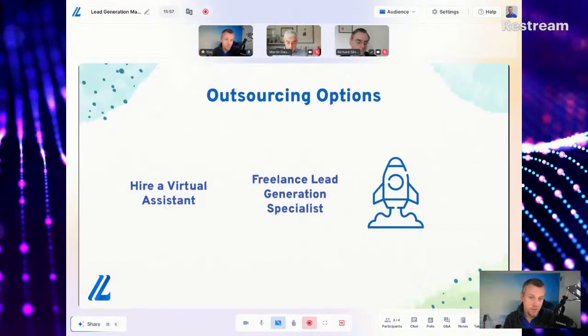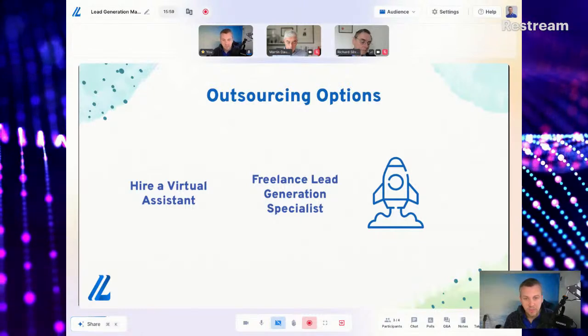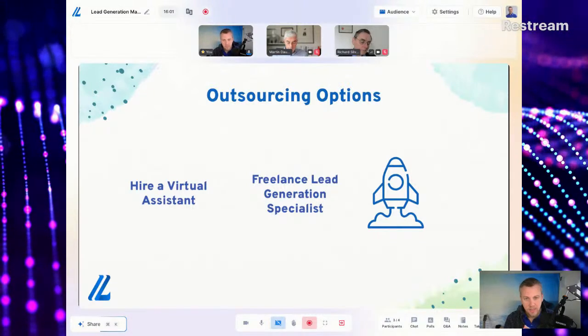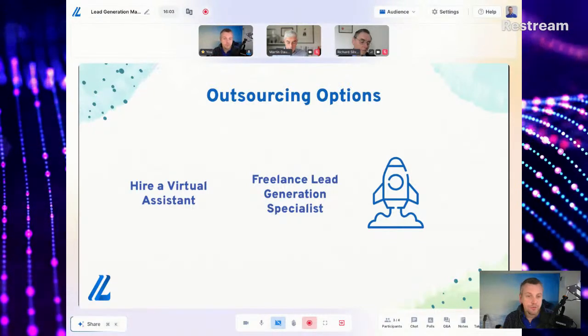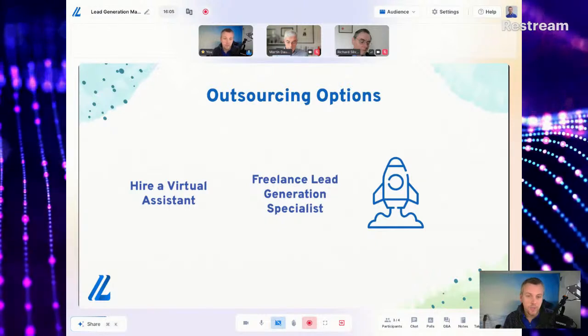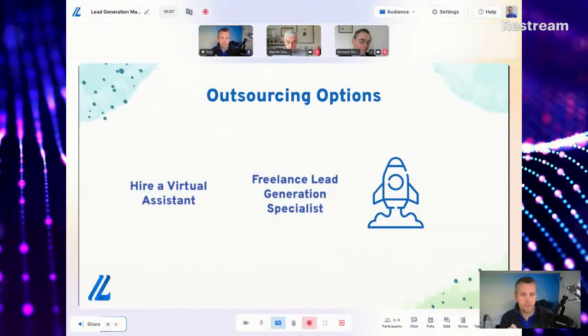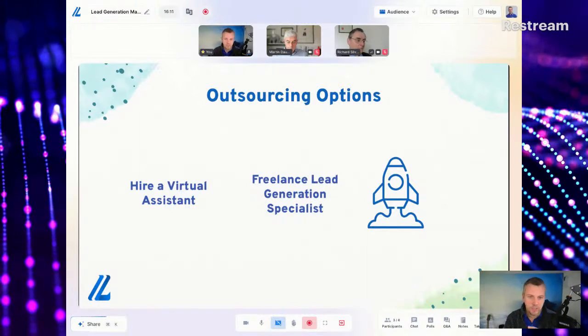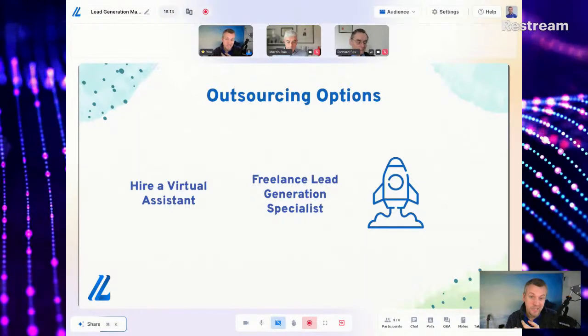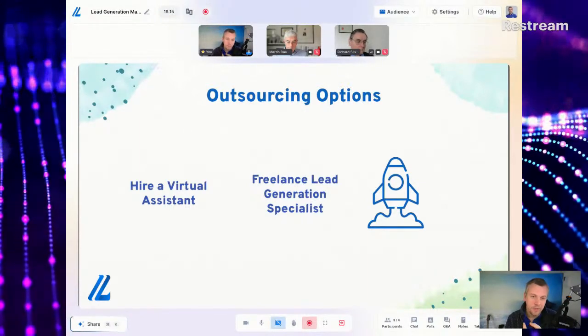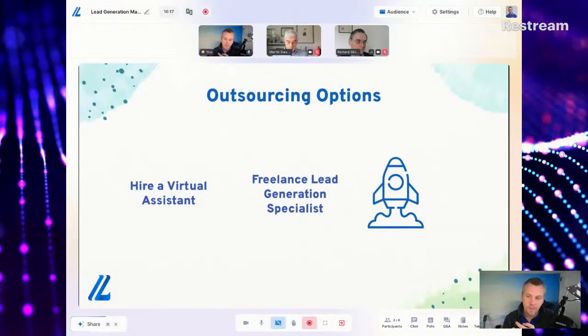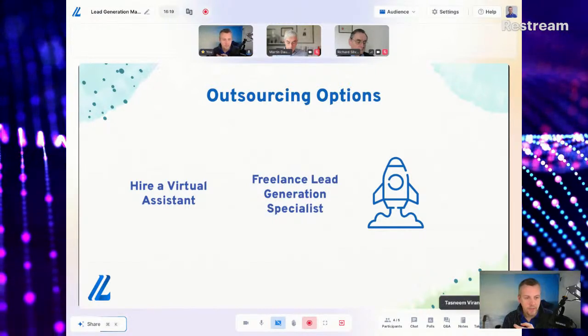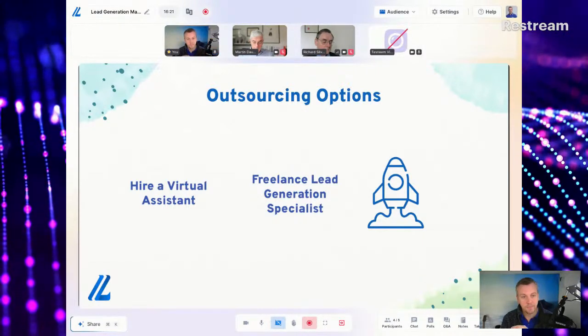But again, a potential disadvantage of working with these types of people is that they might not have a truly deep understanding of your specific business or industry. They might be a bit more general, and that could be a disadvantage. Additionally, their availability and level of commitment may vary. If they've got another client that they're serving as well, that could also affect them.